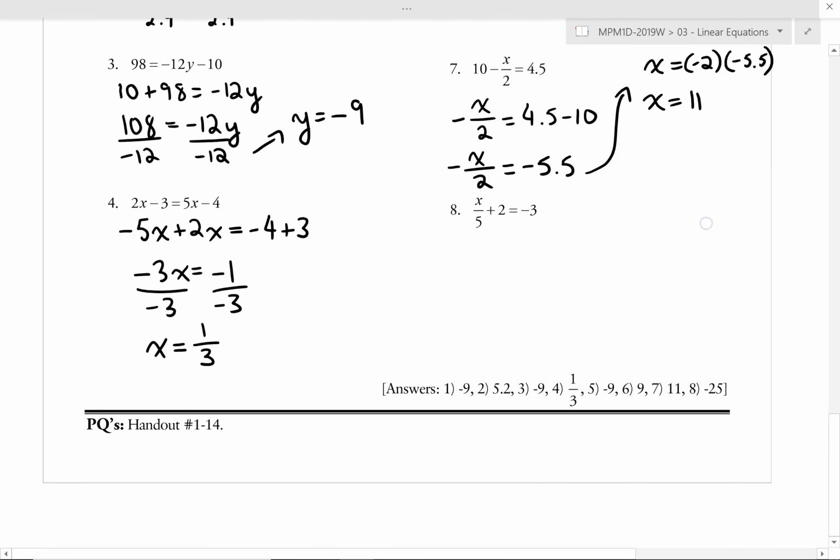Okay, last one. So for number 8 here, of course, x over 5. We have to move that 2 over, and we're going to get minus 2. And so x over 5 equals minus 5. And so the only option, therefore, multiplying both sides by 5 gives us negative 25.